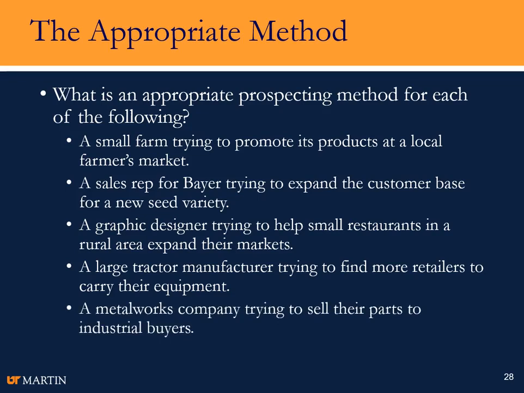And lastly, a metalworks company trying to sell their parts to industrial buyers. You wouldn't want to do anything like social media marketing, because obviously industrial buyers are not groups that are looking for places to buy on social media. So this might be one where you want to call directly, or you could even choose to visit in person. So you really want to think about how you go after prospects depending on your particular business.